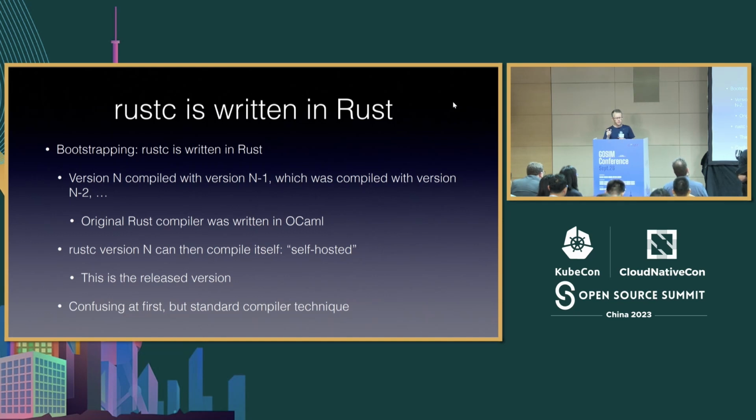But it's actually slightly more complicated than that, because once you have a working Rust version N compiler, you can then use that to build its own source code again, and so then you end up with Rust compiler version N that was compiled with itself, and that's actually what is released. So the Rust compiler that you are running on your computer was compiled by itself. If you haven't heard of this process before, it's very confusing. It takes a little while to get used to, but it's actually a very standard compiler technique. So we're not doing anything particularly unusual here.